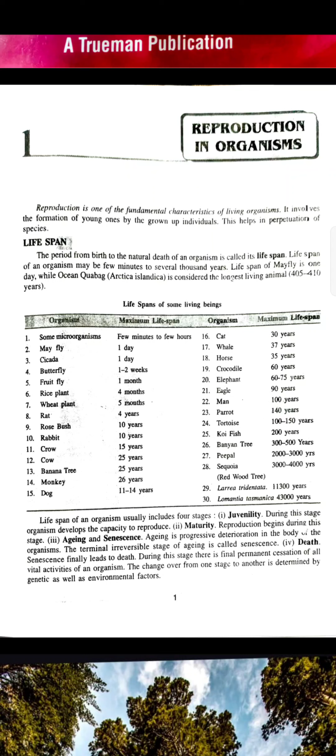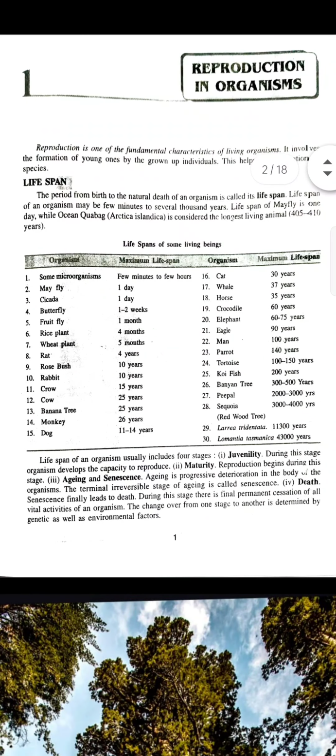And next is lifespan. What basically is lifespan? The period from the birth to the natural death of an organism is called lifespan. It could be a few minutes to several thousand years. For example, they have given you the table. You can see some are microorganisms who live only for a few minutes to a few hours. Mayfly, its lifespan is only 1 day. That is, it lives only for 1 day.